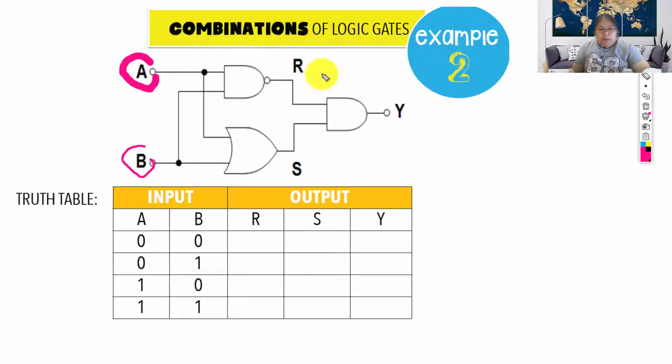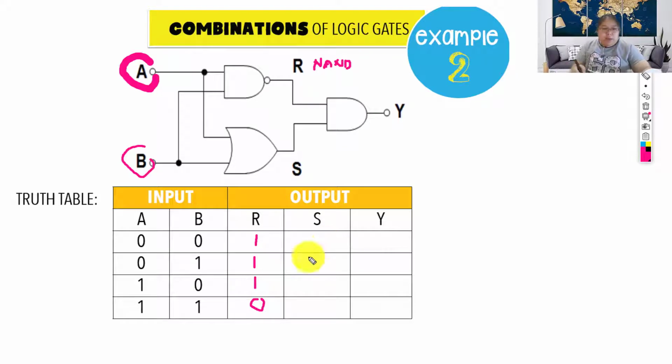R is what gate? R is a NAND gate. So from here we think about the NAND gate. NAND gate is the opposite of AND. Opposite of AND means the situation is 1, 1, 1, 0. So from the inputs 0, 0, it will become 1, 1, 1, 0. So this one is R.